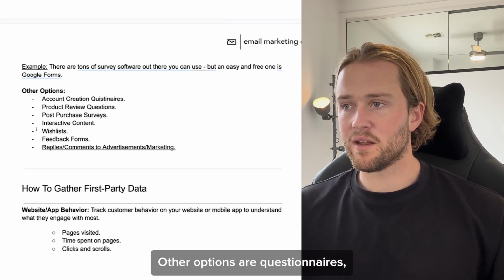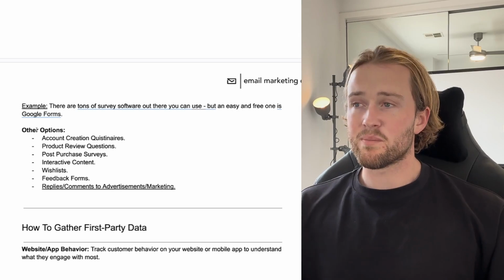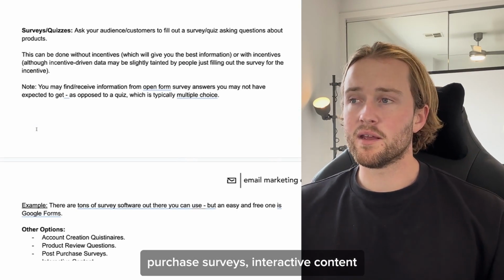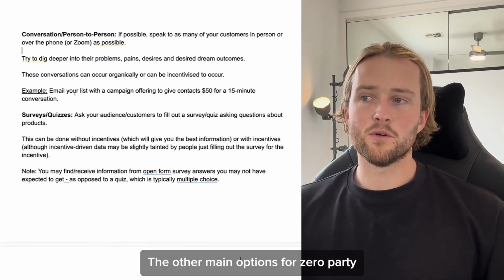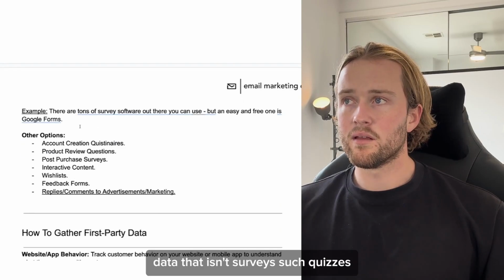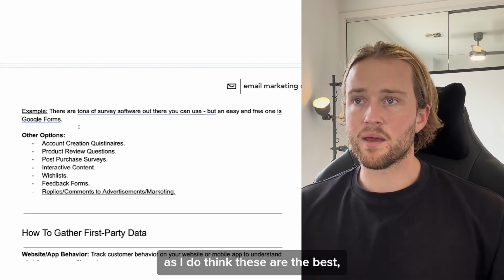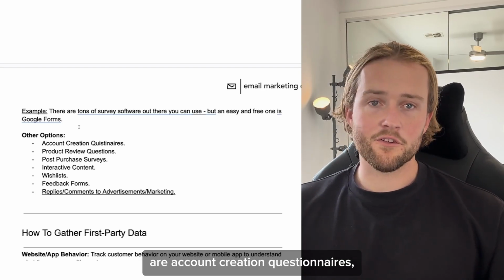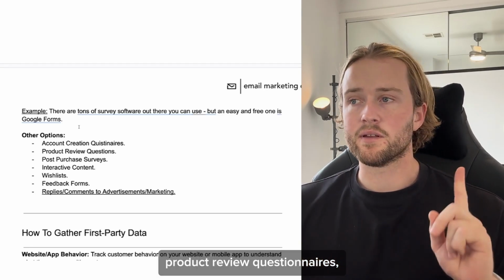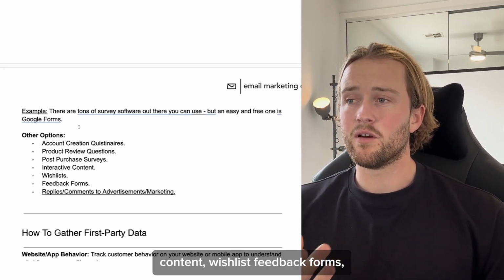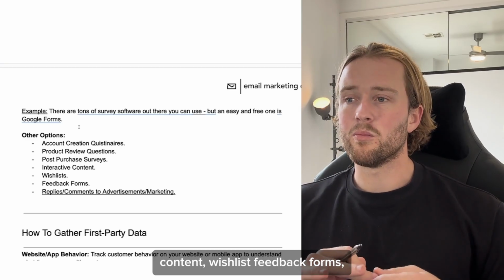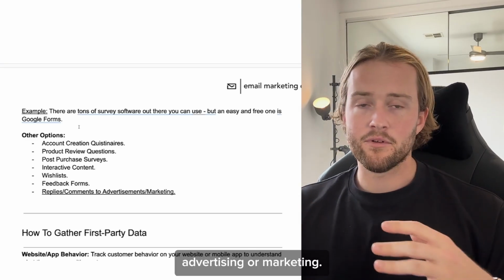Other options are questionnaires, product review questionnaires, post-purchase surveys, interactive content. The other main options for zero-party data that aren't surveys/quizzes or person-to-person contact, as I do think these are the best, are account creation questionnaires, product review questionnaires, post-purchase surveys, interactive content, wish lists, feedback forms, and conversations within advertising or marketing.